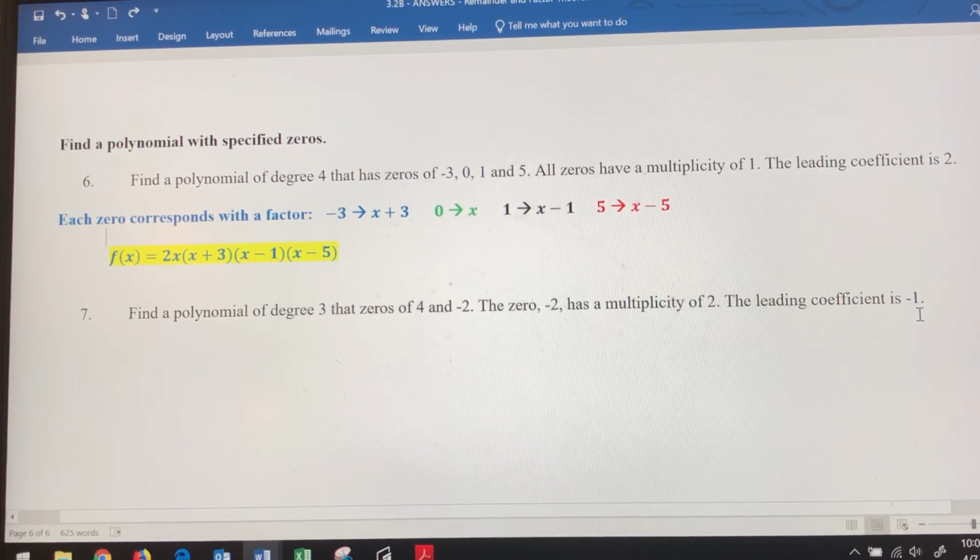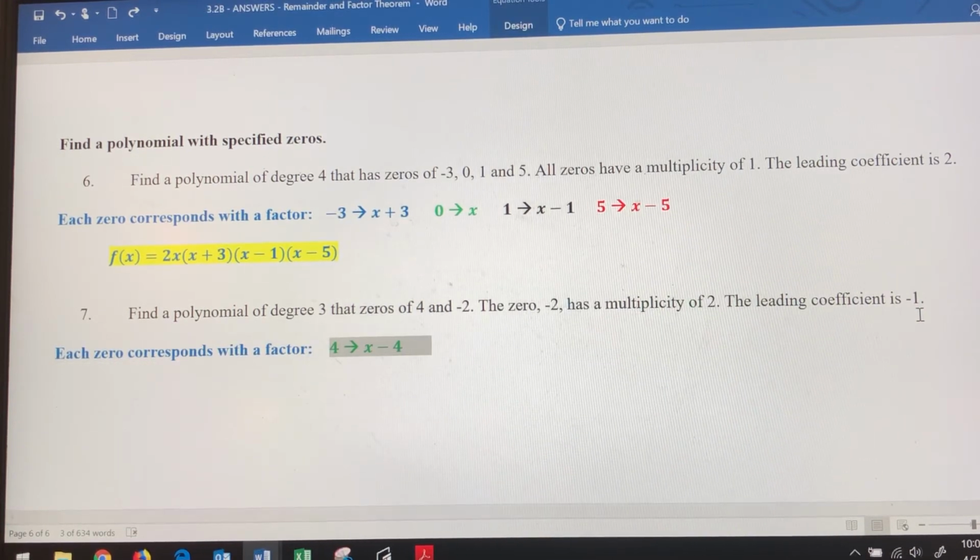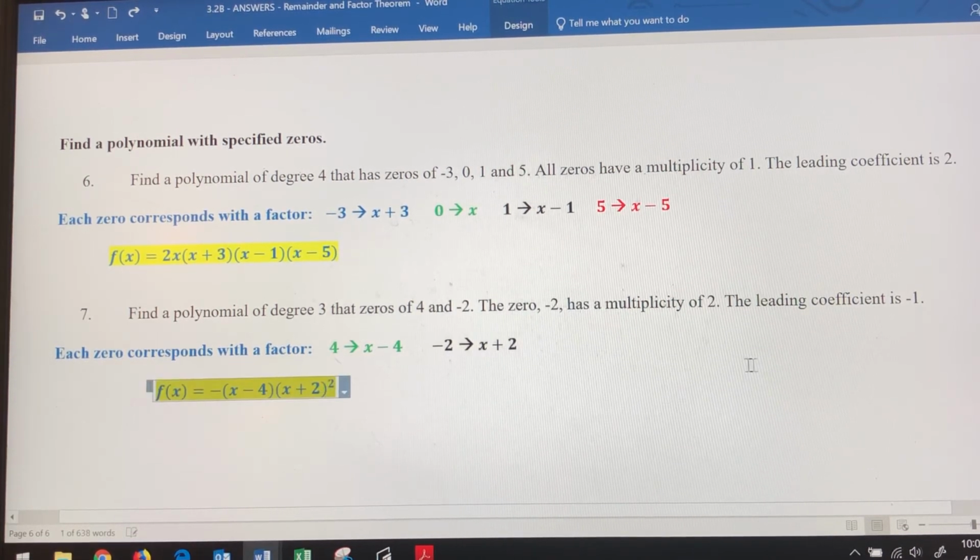Okay, so again, each zero is going to correspond with a factor. The zero 4 corresponds to x minus 4. The zero -2 corresponds to x plus 2. The leading coefficient is -1. We have to take the multiplicities into account. So when I write this polynomial function in factored form, it would be -1, the leading coefficient, times my x minus 4, notice to the first power because it has a multiplicity of 1, and then x plus 2 to the second power because it has a multiplicity of 2.